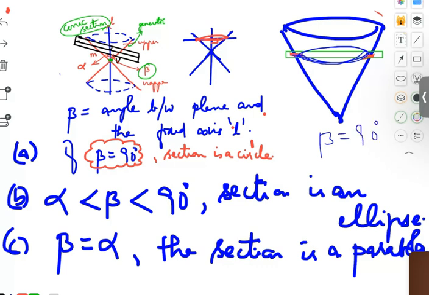Now, here you see that the plane is cutting the cone on one of the napes alone. A nape is one segment, one part of the cone. There are two cones here, one upper part above the vertex and one below the vertex. Do you see that?